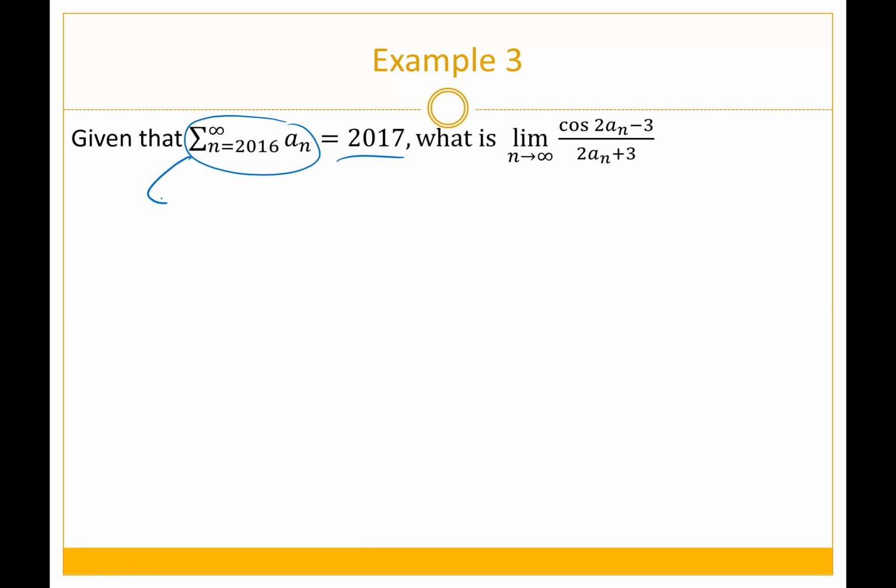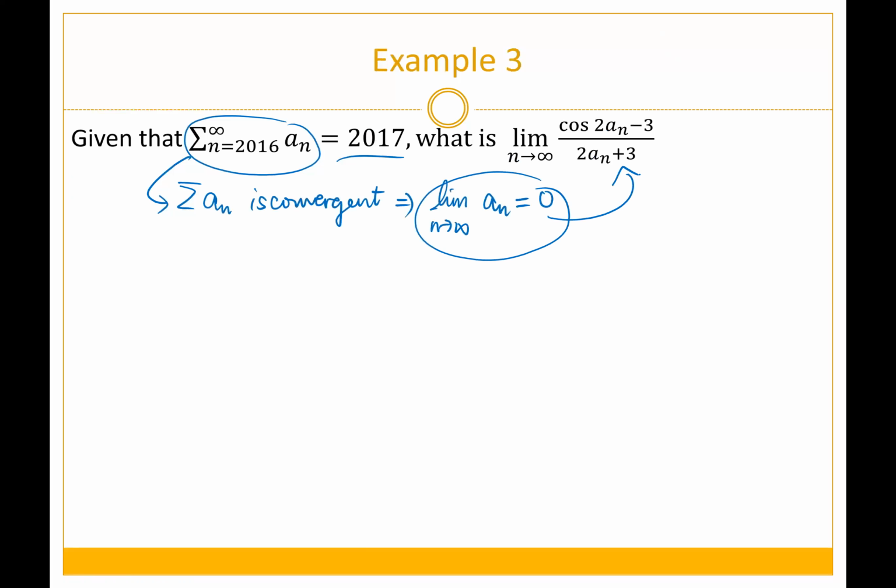It means that the series is convergent, which means that the limit of n approaching infinity of a_n is going to equal 0. So the nth term in the sequence is definitely 0. That is a theorem. And so you're going to apply this one to solve the problem here.